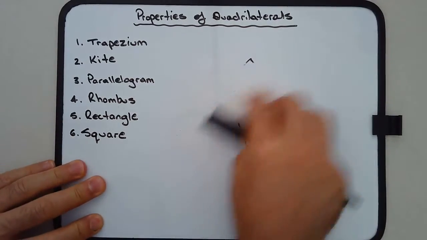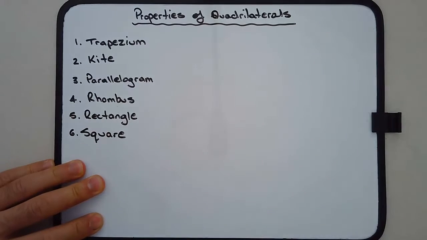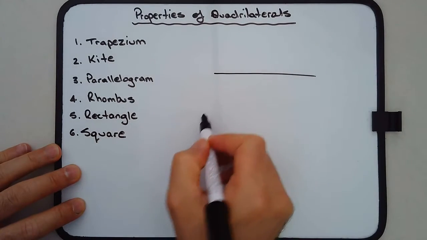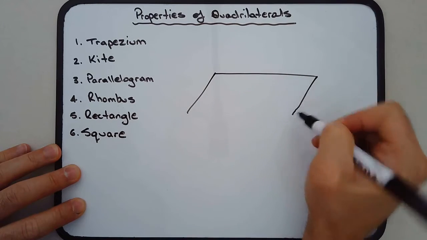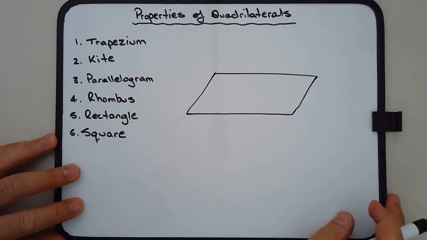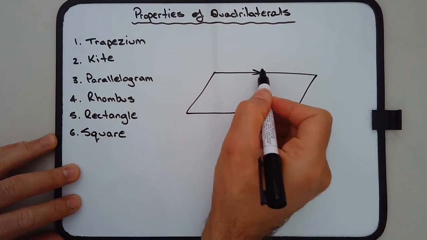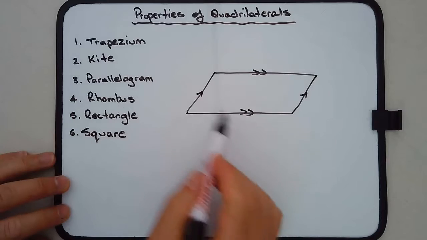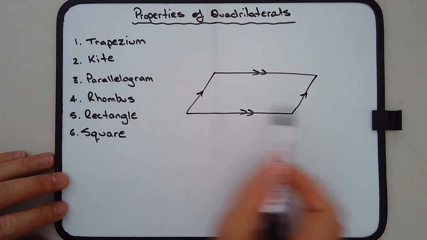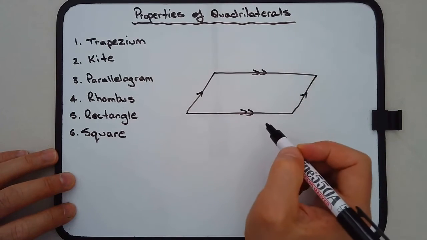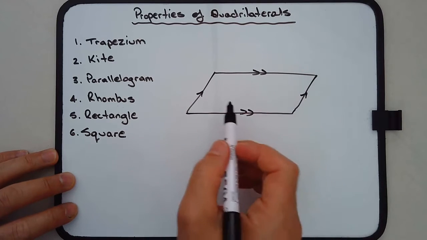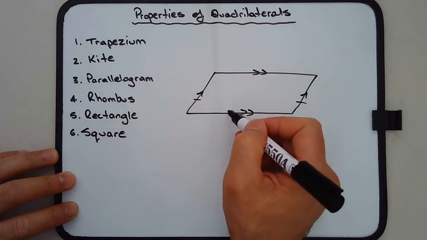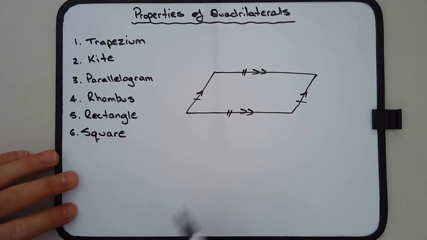Let's move on to the parallelogram. A parallelogram looks like that. A parallelogram has two pairs of parallel sides. The opposite sides are parallel to each other, so we have two pairs. Also, opposite sides are equal in length as well. So this side and this side are equal to each other. This side and this side are equal to each other.